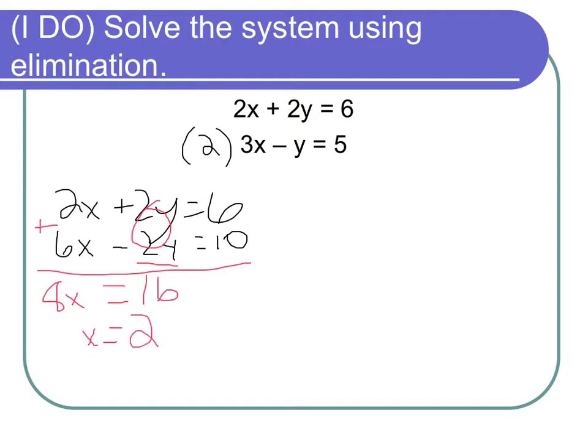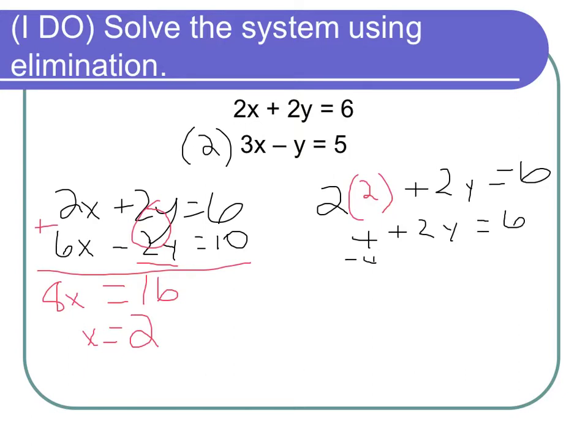Now I can choose either equation to plug back in my x is equal to 2. I'm just going to go ahead and take the first one. It doesn't matter which one. So 2 times 2, I'm substituting back in, plus 2y is equal to 6. So now here I have 4 plus 2y is equal to 6. Subtract 4, and 2y is now going to be equal to 2. So y is equal to 1. So I can write my point as (2, 1). This is the point of intersection.